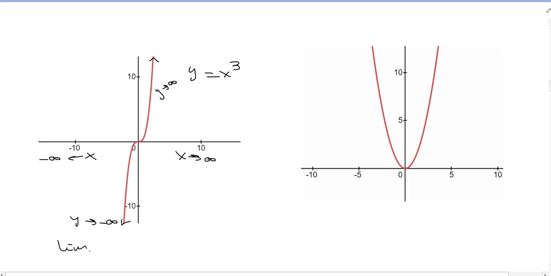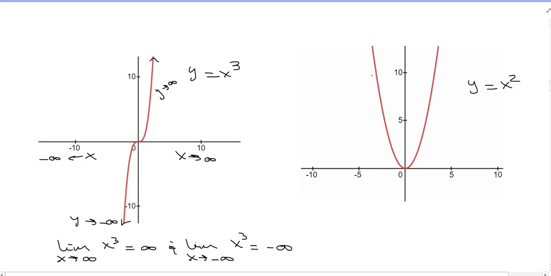So we say the limit as x goes to positive infinity of x cubed is infinity, and the limit as x goes to negative infinity of x cubed is negative infinity. So there's no horizontal asymptotes because these are not numbers. This is the graph of a quadratic, but it could be to the fourth, to the sixth.